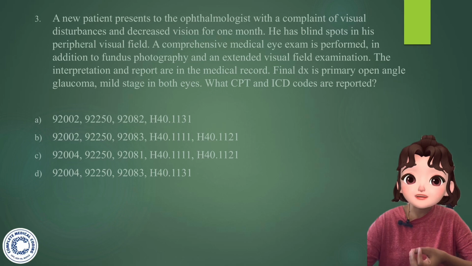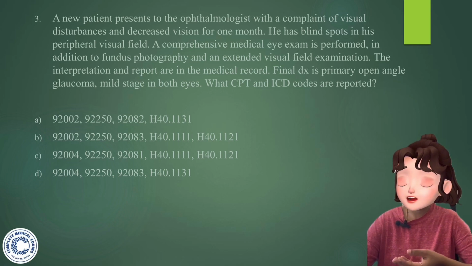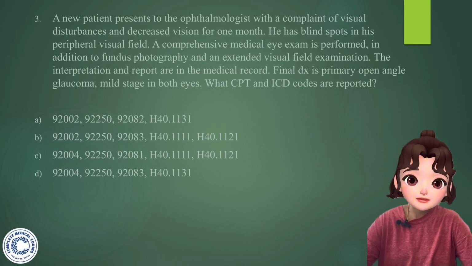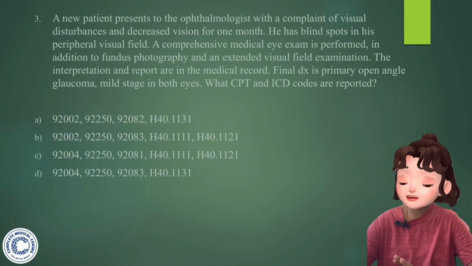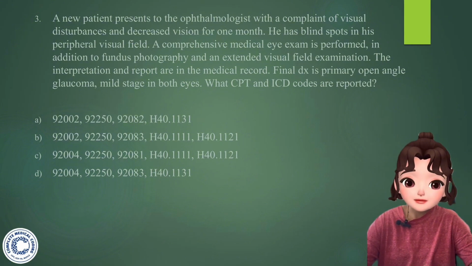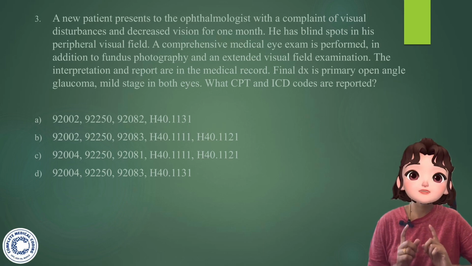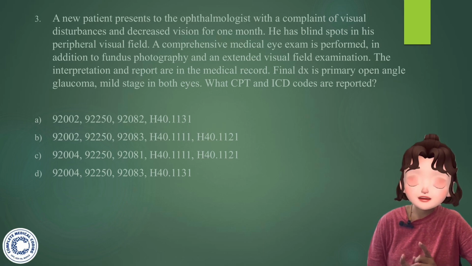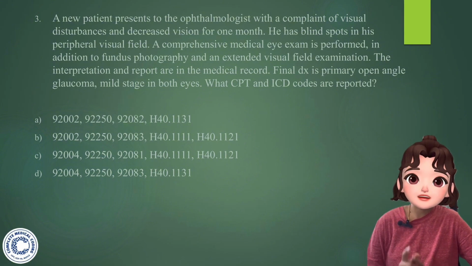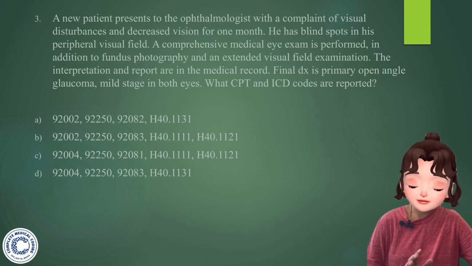So any of these names can also be given in the question. Instead of extended visual field, you might be getting names like this, like Octopus program, something like that. That is why I'm telling you, always read what is mentioned in the bracket in the CPT code book. In each and every code, always read what is mentioned in the bracket. You will be getting some answers from that.